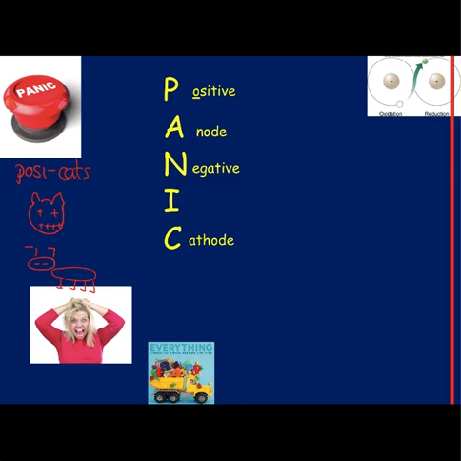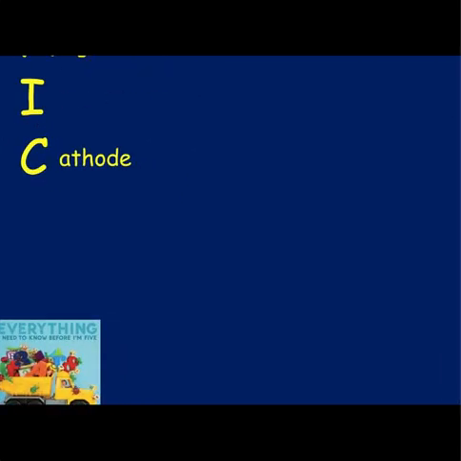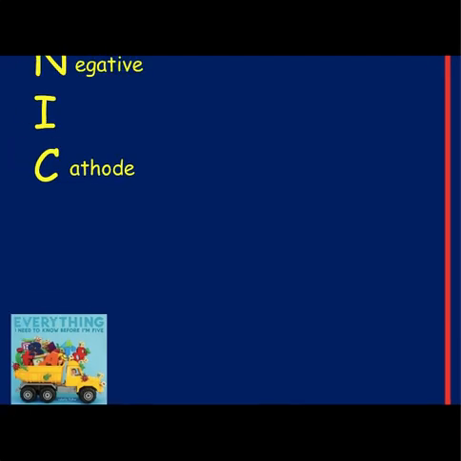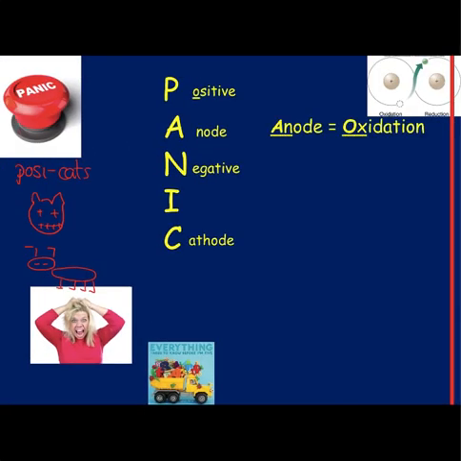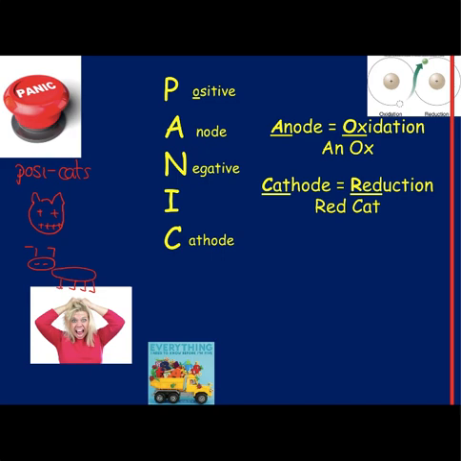So cations are positive, but now in terms of our anode and cathode, we have a positive anode and a negative cathode. I'm also going to introduce you to anox and a red cat. So oxidation is going to happen at the anode, so you already know oxidation is loss, and reduction is going to happen at your cathode, and reduction will be gain of electrons. So that's going to help you to write your half equations.